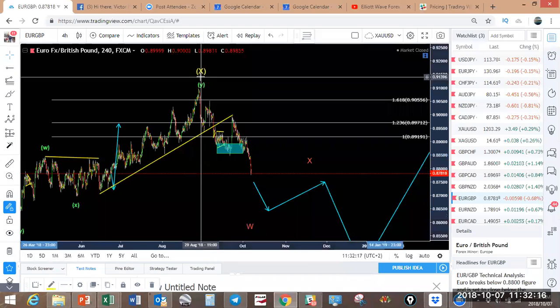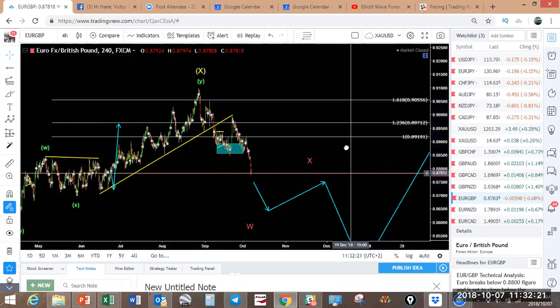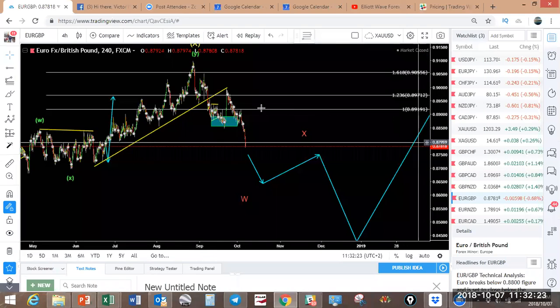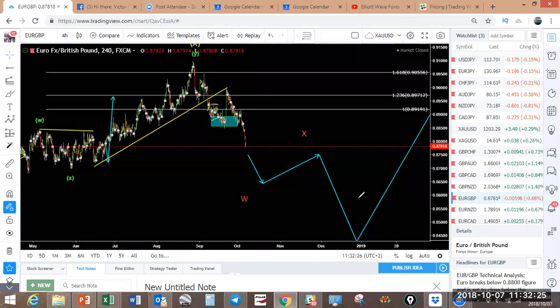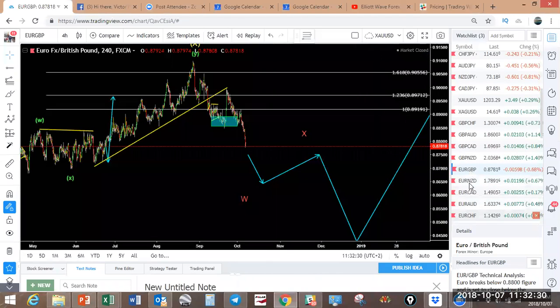Okay, this one you can see that the pound is a quoted pair. It's a quoted pair, and on the other pairs, it is the base pair. So that's why we're looking for downside on euro pound. Okay, but euro in general, almost all the euro pairs are looking upside.